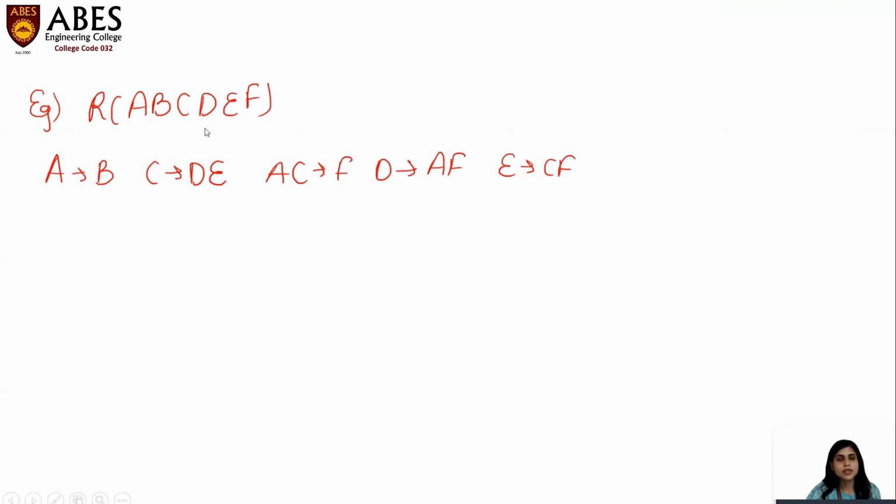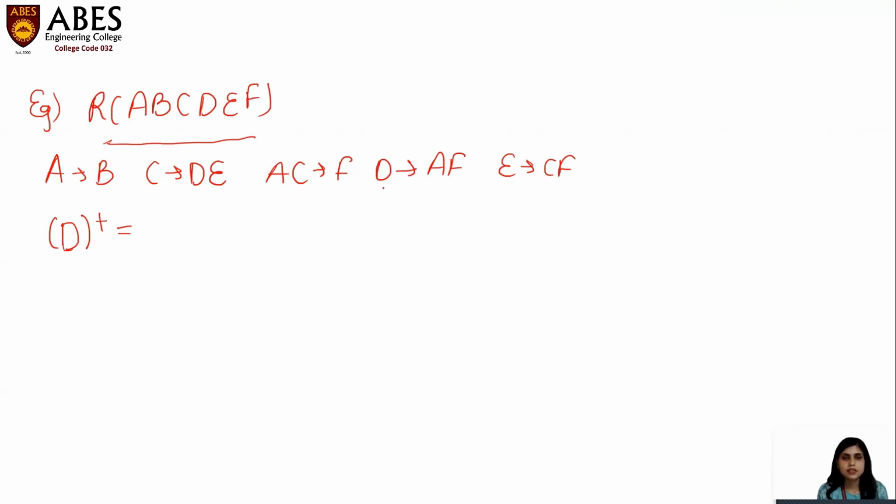This relation R consists of the attributes A, B, C, D, E, F, and these are the listed functional dependencies. If I ask you to compute or find the closure of D, how will you do it? This is the notation that you have to use, with a plus in superscript.